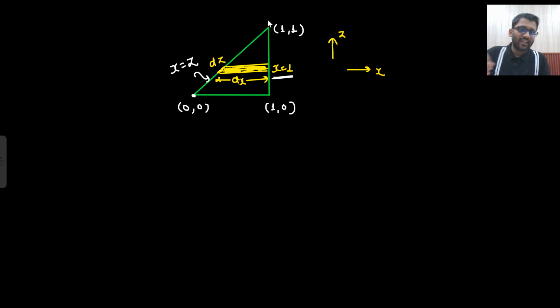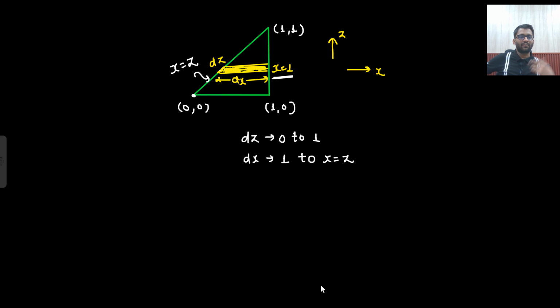x equals z. So if I am changing my z, z is going from 1 to 0. I started from here and I am increasing this strip in the direction of z. Then how is it increasing? From 0 to 1, so z is going from 0 to 1. What about x? x is fixed here, that is 1. So x is going from 1 to x equals z.